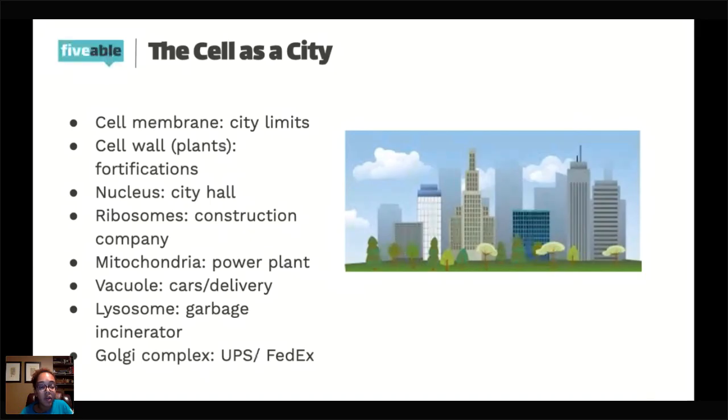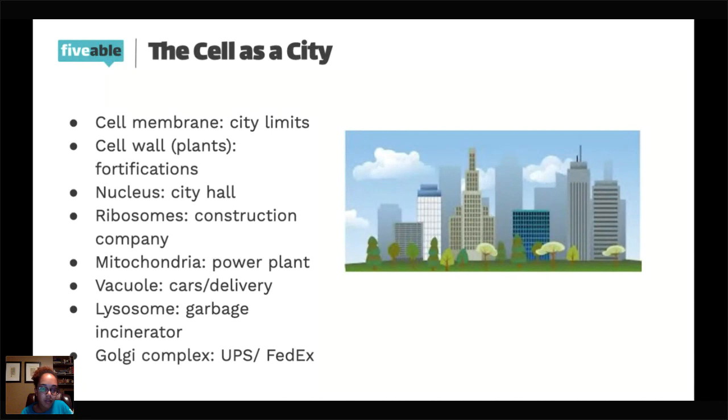I know I've also seen the cell as a factory, so that might help some of you remember better. I don't know all of them for the factory though. The cell membrane would be like the limits of the factory. The cell wall would be some type of wall around the factory, which is kind of self-explanatory. The center of the factory, like the production center, would be the nucleus. Ribosomes would be the actual workers in the factory.